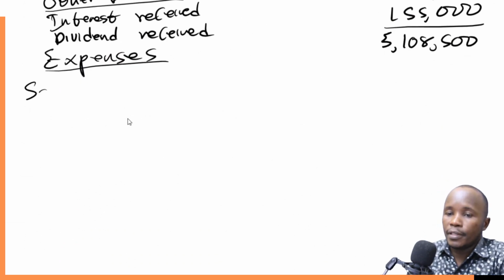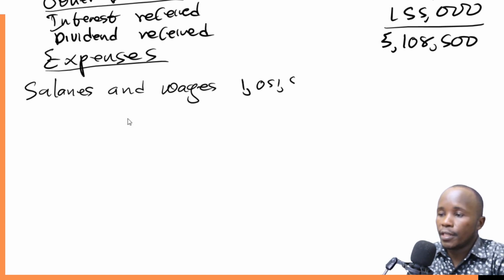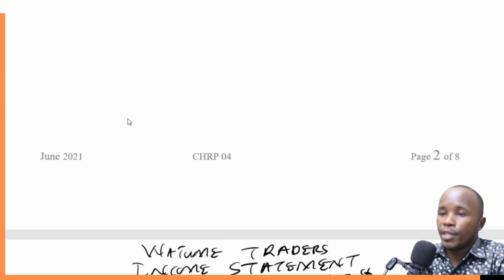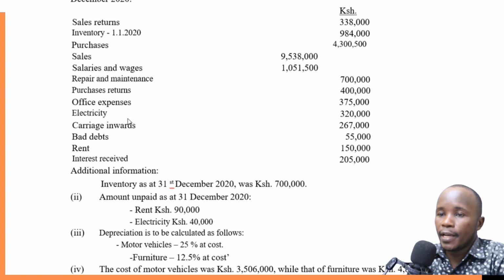We have salaries and wages. These are allowable expenses. That is 1,051,500. Any other expense from the top? Start from the top. We look at any other expenses here.